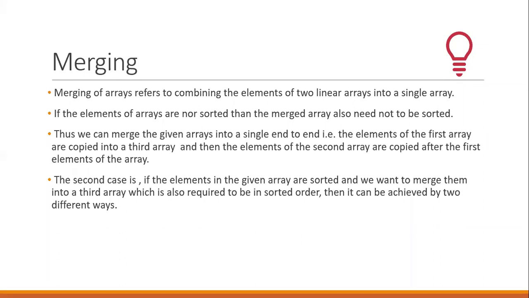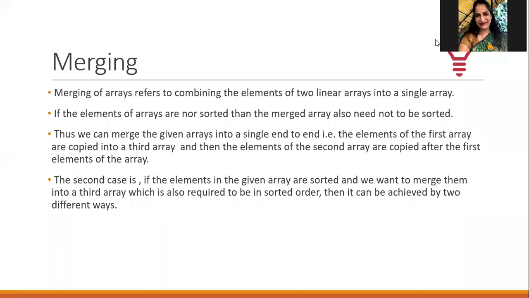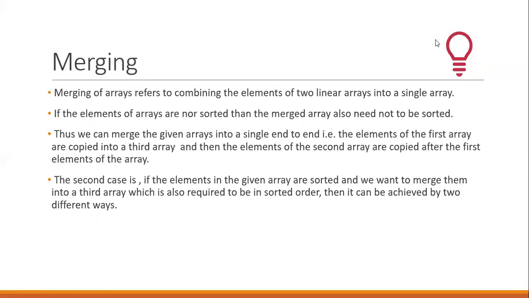Because we don't know what elements we have in the first array and second array, if we just copy them, then it may happen that the third array may not be sorted, because you have just copy-pasted all the elements of the first array and second array. So in that case, the third array that is achieved by merging should also be sorted. How is it done, students? Let's go ahead and see.